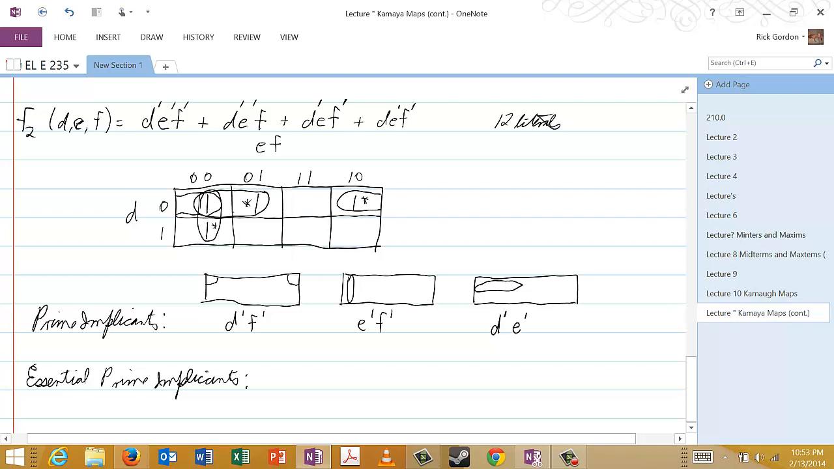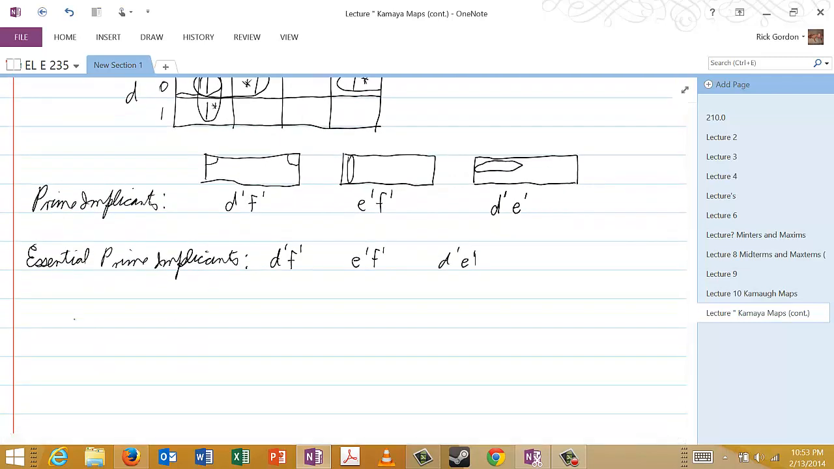Now that we've identified the essential 1 cells, we know that the essential prime implicants are prime implicants that contain an essential 1 cell. So let's ask about the first one. Is it essential? Yes, because it contains this essential 1 cell here in the upper right hand corner. So D prime F prime is essential. What about E prime F prime? Yes, it contains this essential 1 cell, so it is essential. And what about D prime E prime? Well, it contains this essential 1 cell, so it is also essential.